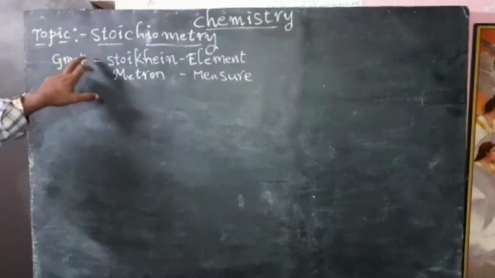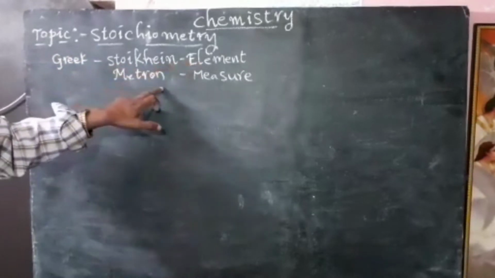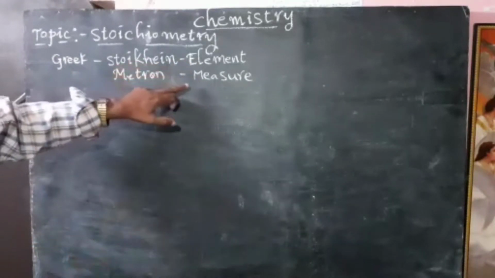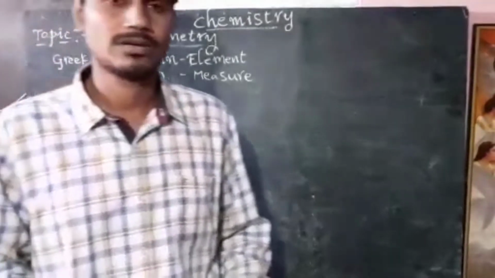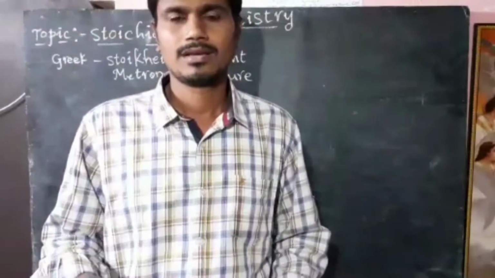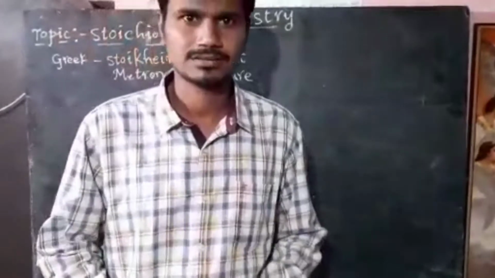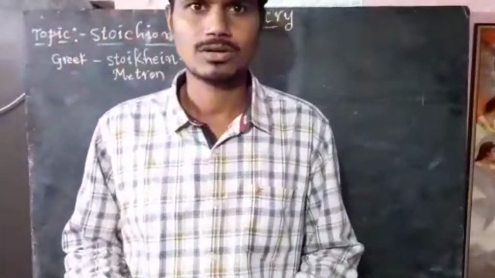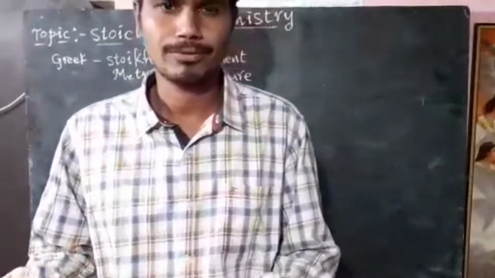Stoichion means element, metron means measure. So mainly, stoichiometry deals with the mass relationship among the reactants and products.